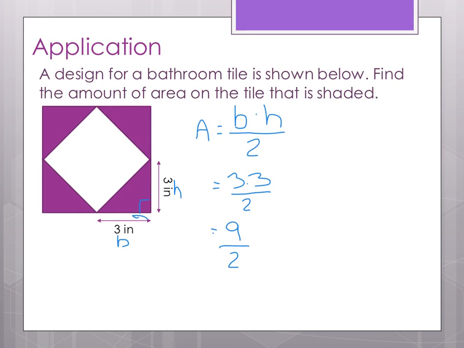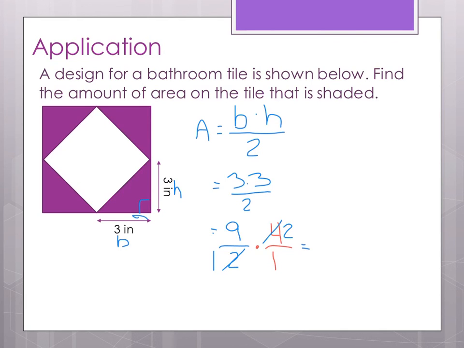But remember, I have 4 of these triangles, not just one, so I have to multiply this by the number 4. Okay? Since I have one fraction, I'm not going to write the number 4 as a whole, but express it as a fraction as 4 over 1. So I get 9/2 times 4, or 4 over 1. I'm going to use that cross-canceling method. I notice that there's a common factor between 2 and 4. That common factor is 2. So when I divide 2 by 2, I get 1. And when I divide 4 by 2, I get 2.